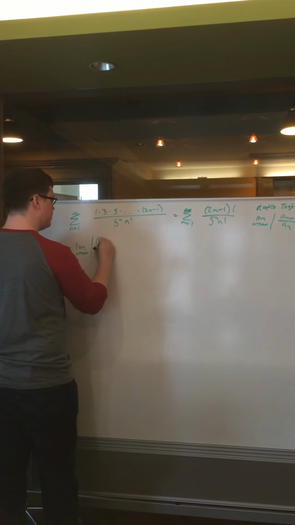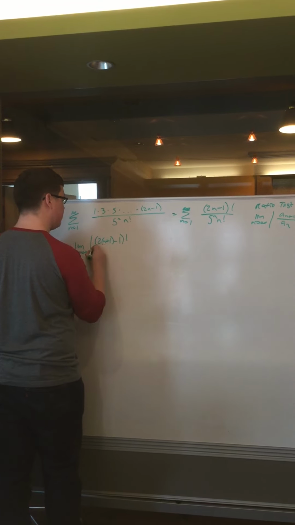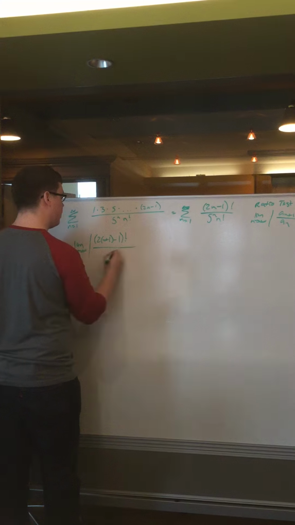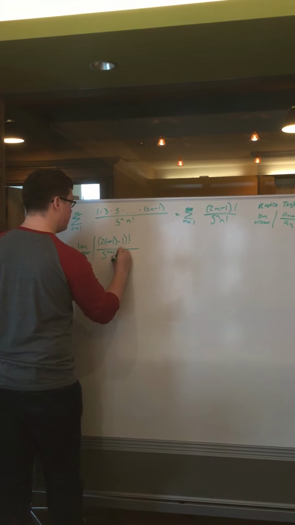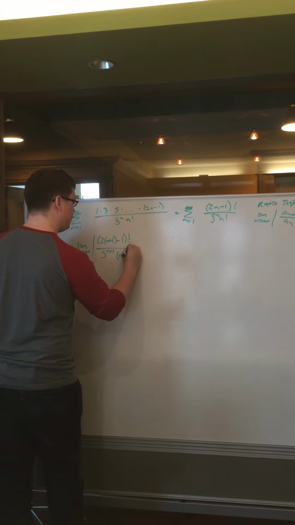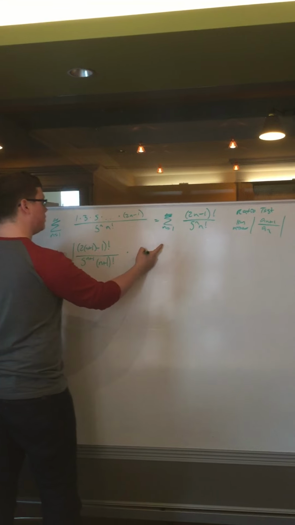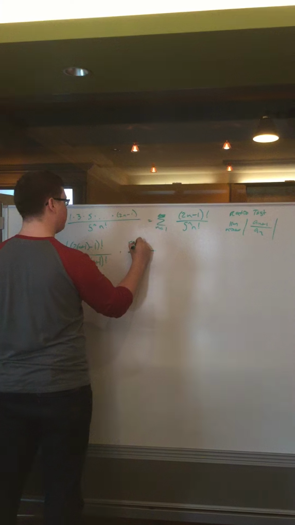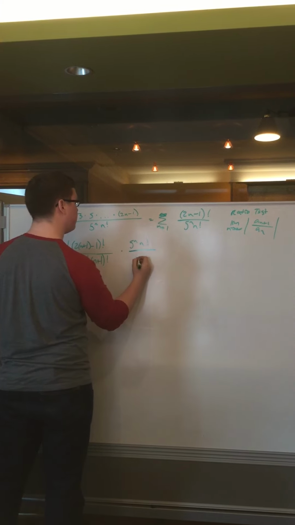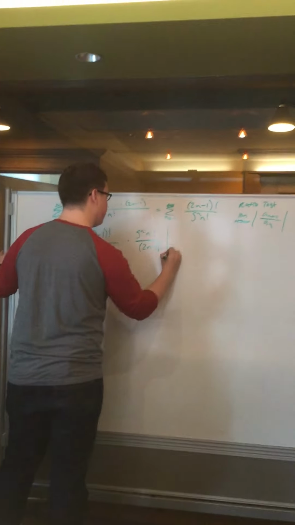So you'll have (2(n plus 1) minus 1) factorial over 5 to the n plus 1, and then (n plus 1) factorial. Now that'll be multiplied by the reciprocal of the original, which will be 5 to the n times n factorial over (2n minus 1) factorial.